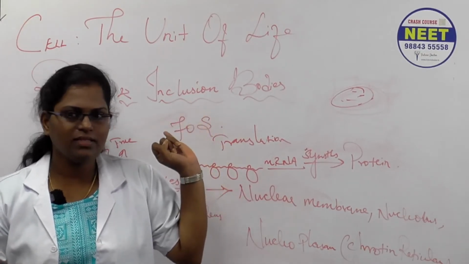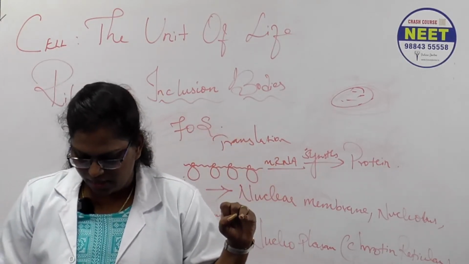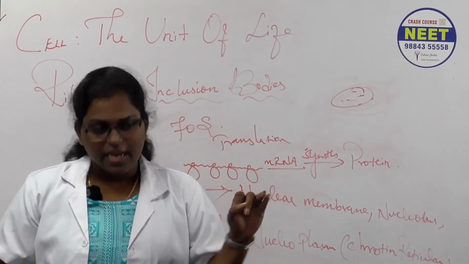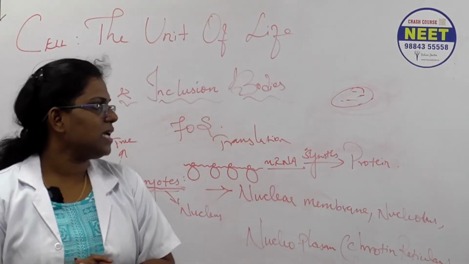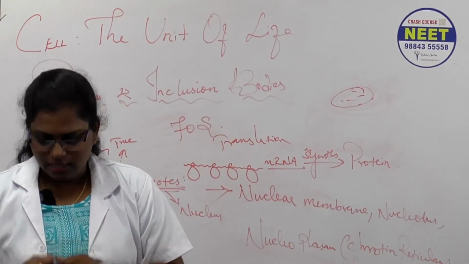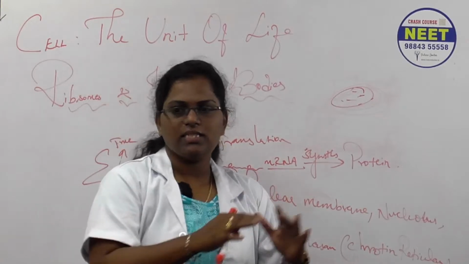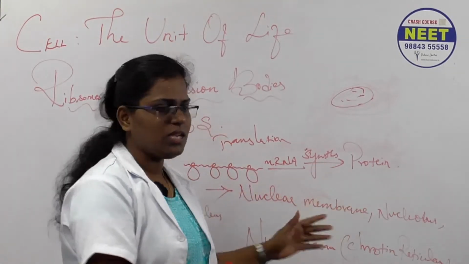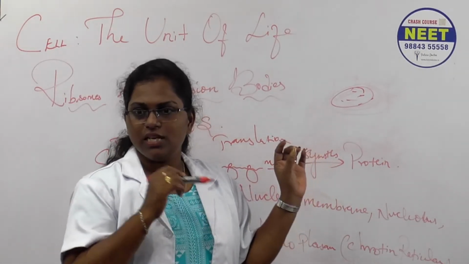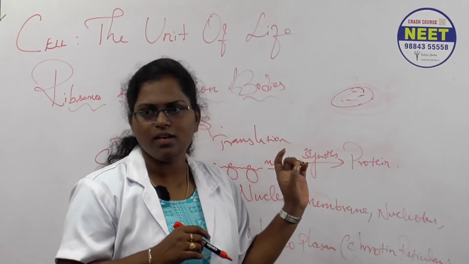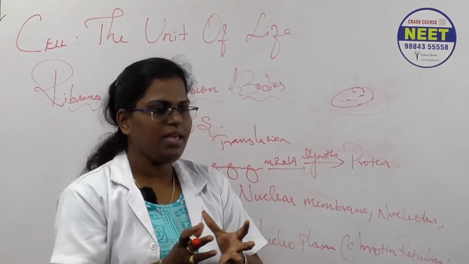The first variety is complex locomotory, and the second one is the cytoskeleton. What is the cytoskeleton? The cytoskeleton gives shape and structure to the cell. And then their genetic material is organized into chromosomes. The genetic material, that is DNA and RNA, is present inside the chromosomes in the nucleus. So it is genetic material organized into chromosomes.